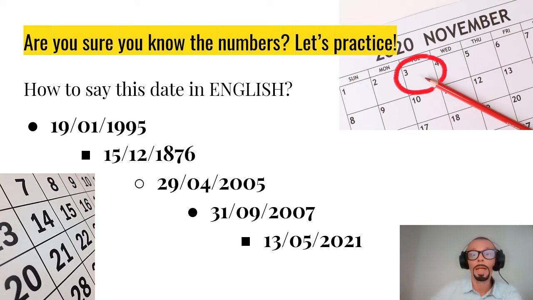If you could read these dates before I did, that means you know everything and can skip the rest. But if you could not say it before I did, that means we have to review the numbers, we have to learn how to say dates correctly. So, let's start when you are ready.